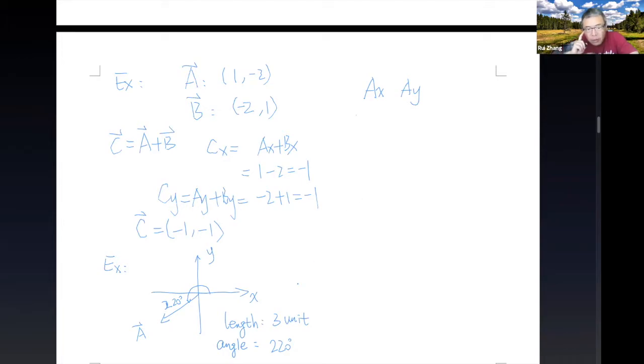Let's see, maybe we can do both. Maybe let me write down both of these exercises, and then you guys can do both, okay?